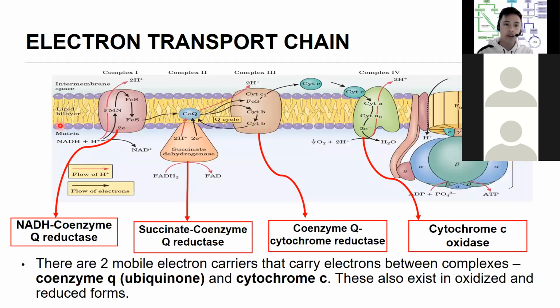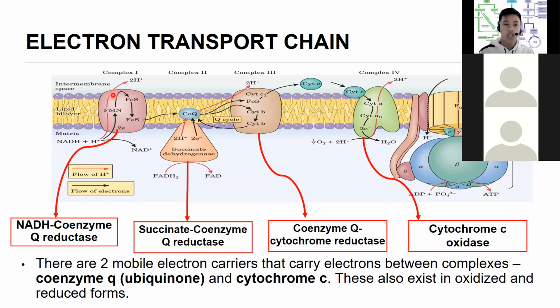Okay, so again, like what I've mentioned, the electron transport chain comprises 4 complexes. It has complex 1, which is called NADH coenzyme Q reductase, and then complex 2, which is also known as your succinate coenzyme Q reductase. Complex 3 is known as your coenzyme Q cytochrome reductase. And then complex 4, the last complex, is called cytochrome oxidase. Okay? The different complexes comprise proteins.